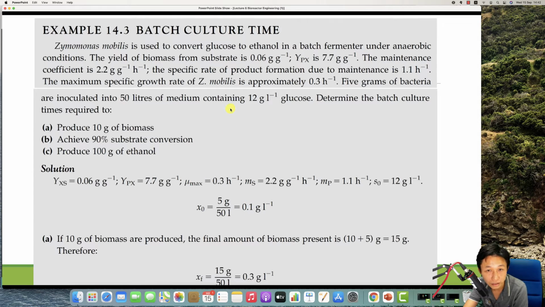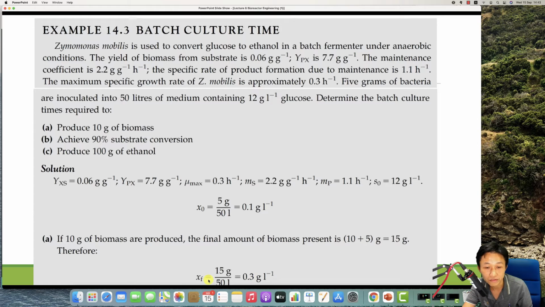MS is 2.2, this one. MP is this one, and S0 is this one, the substrate at the beginning. X0 is 5 grams of bacteria per liter. Okay, for A, we calculate XF, the final amount of biomass, is this one.